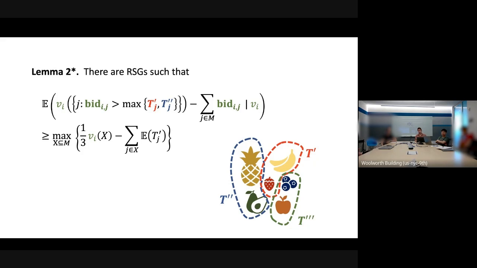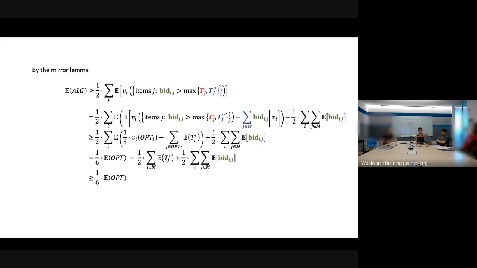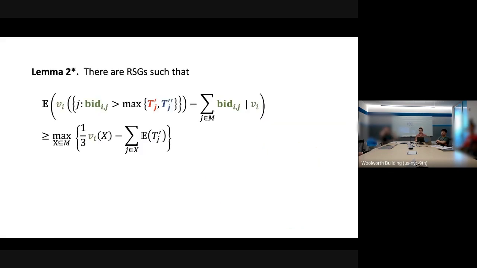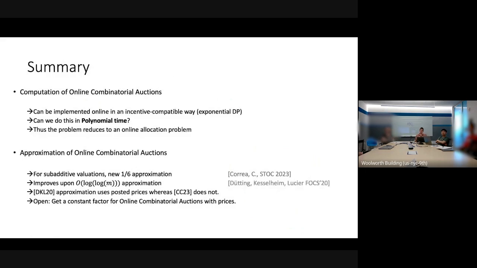And once we have this inequality, we plug it in the previous analysis, and it's just some manipulation: these payments cancel each other with the term in this utility term, and we get the sixth approximation. And that's basically the proof. The first step here is the mirror lemma, and then the other one is the lemma I just showed you. So to summarize, we found this new sixth approximation, right?